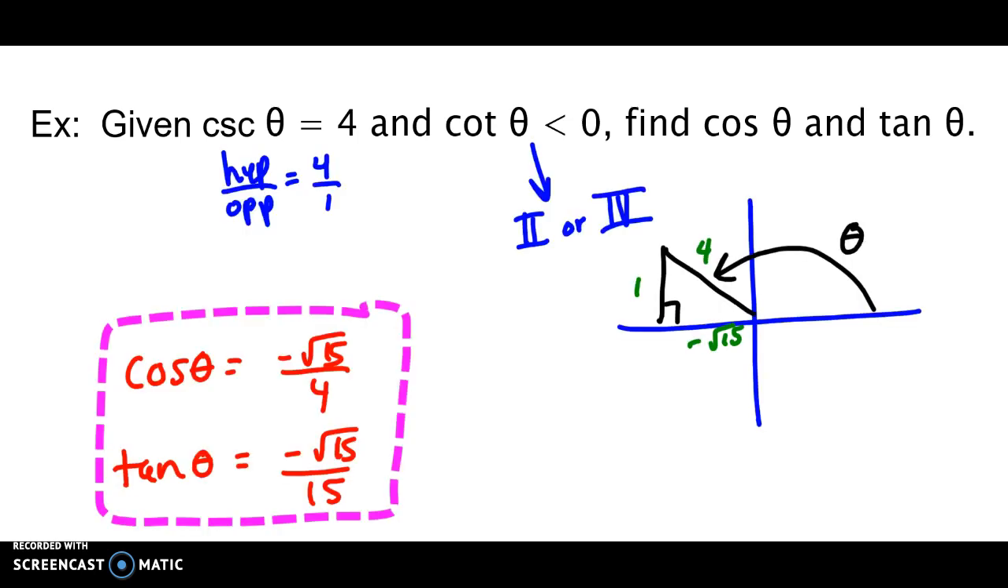Okay, so using this information, I started by realizing that for cotangent of theta, it would have to be in either quadrant 2 or quadrant 4 if it's less than 0. And then cosecant of theta equaling 4, we understand that that's just a ratio of 4 to 1, and it could be a ratio of 8 to 2, and so on. So I was able to draw my triangle, find out that the adjacent side was negative square root of 15, and then get my two trig functions there.